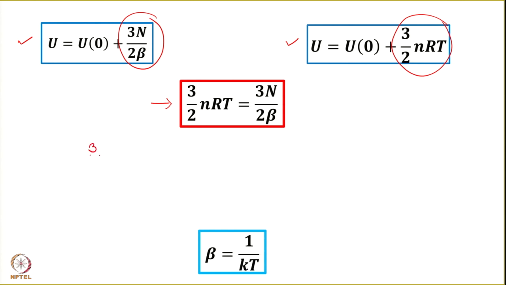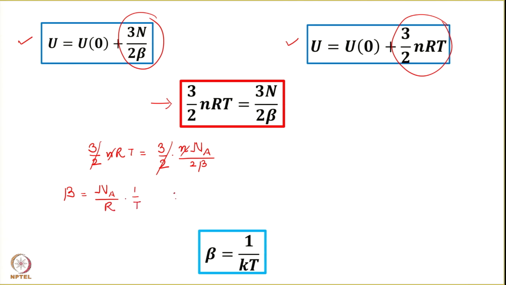You have 3 by 2 nRT. This is equal to 3 by 2, instead of n, I can write number of moles into Avogadro constant, that is equal to N, capital N, number of molecules, divided by 2 beta. So your 3 by 2, n, they cancel, and beta is equal to Na, Avogadro constant, divided by R into 1 by T.